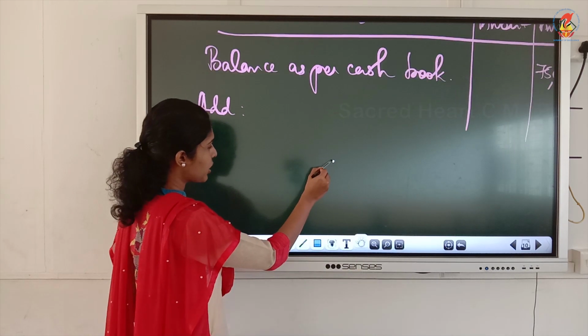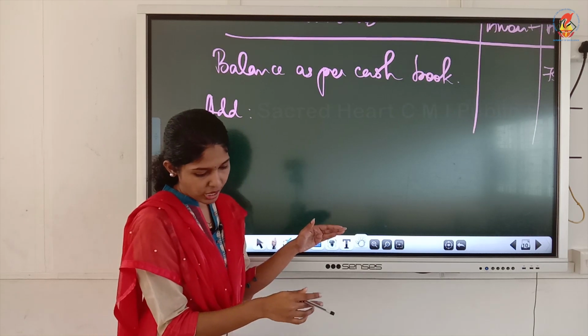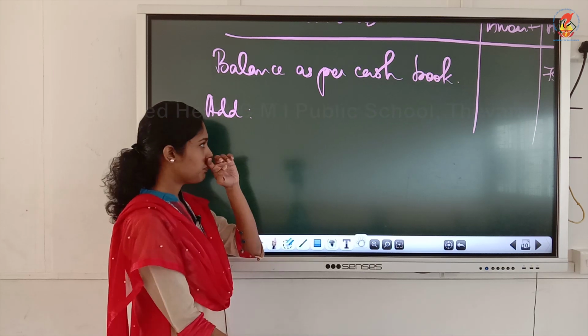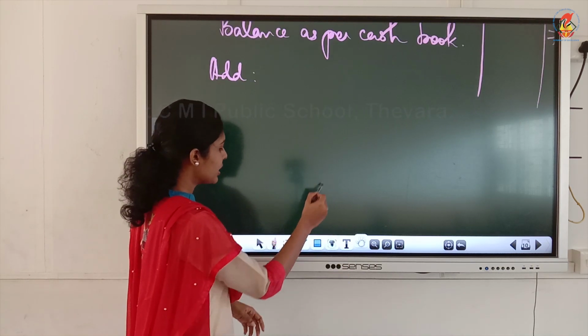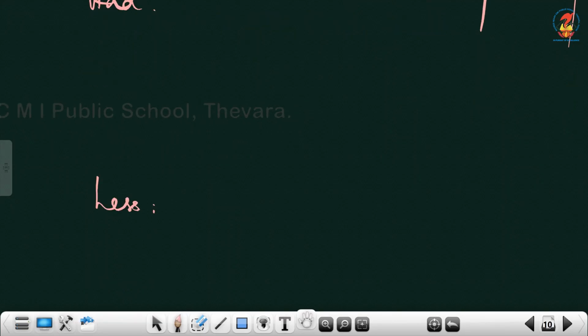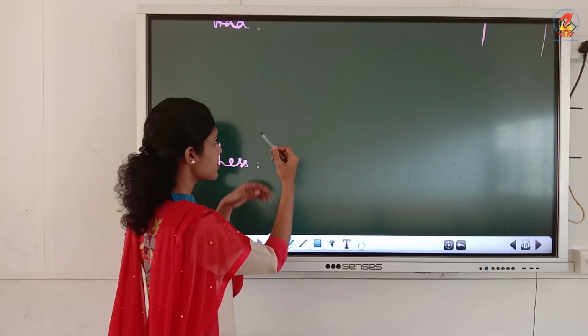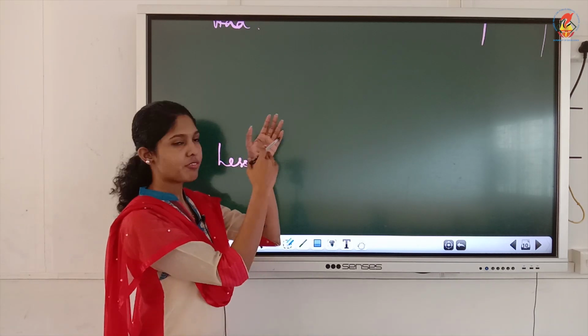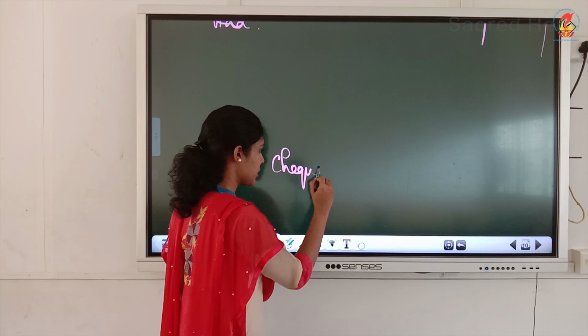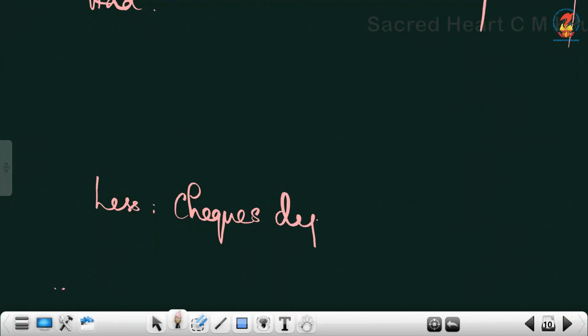Okay, so what you have to do now is leave some space. Altogether you have 4-5 transactions. So, you leave 3-4 lines here for the items to be added, you leave some space and then you write the heading less. That is checks deposited not realized. You leave enough and more space, even if there is blank space, there is no problem. You do like this so that you will not miss out any transaction. Checks deposited but not collected, that is the item.